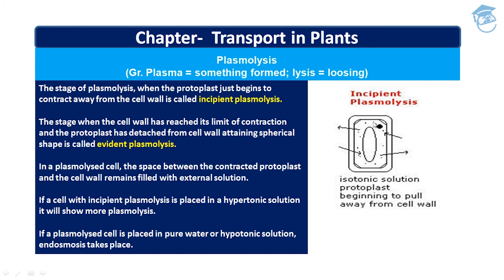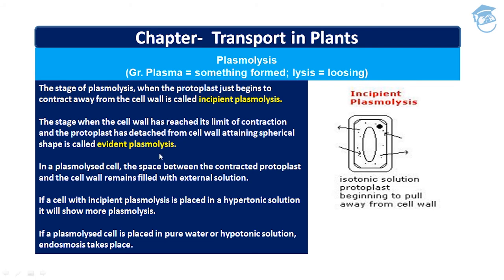See, this is incipient plasmolysis, when protoplasm just begins to contract away from the cell wall. The stage when the cell wall has reached its limit of contraction and the protoplast has detached from the cell wall and attains a spherical shape is called evident plasmolysis.